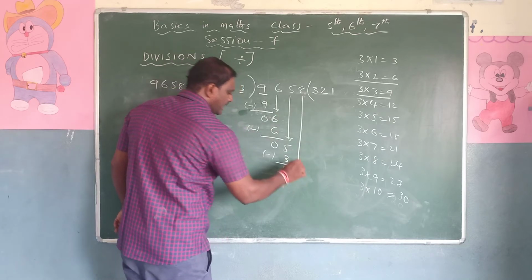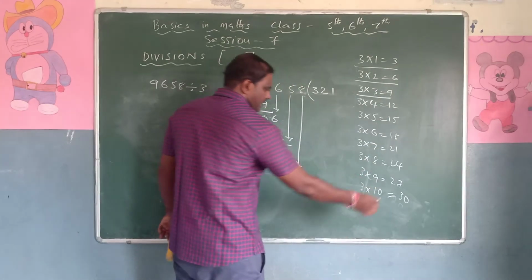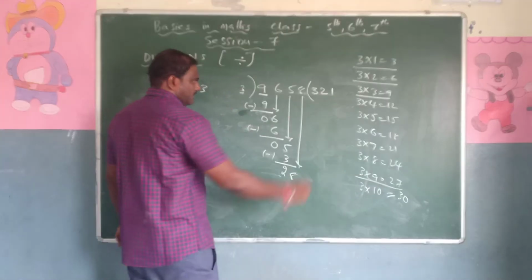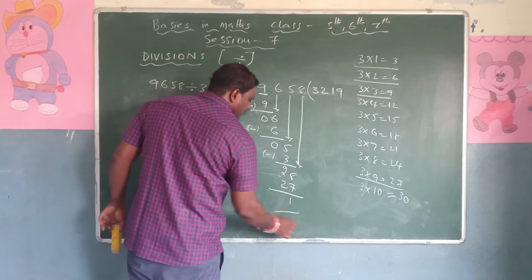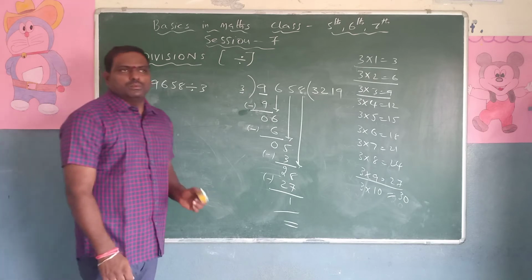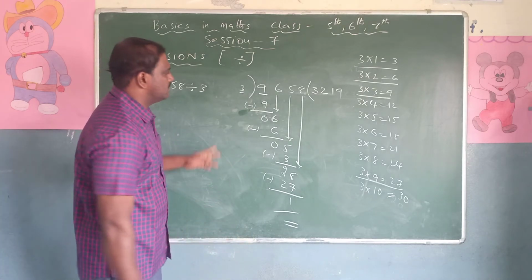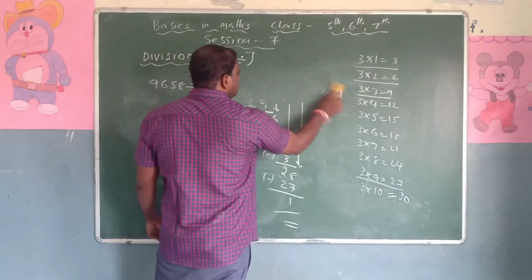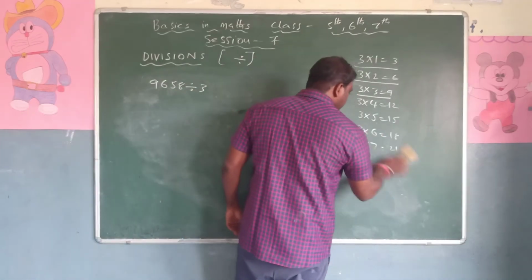The last bring down is 8. Now which number do I have to take? I have to take 3 nines are 27. So I should write 3 nines are 27 and the remainder is 1. So this is the way to do. All these are basic and simple calculations, simple divisions with a single digit divisor. Right? I'll go for one more question.